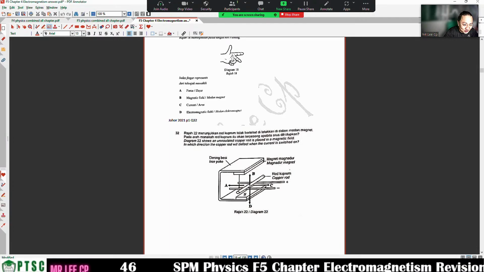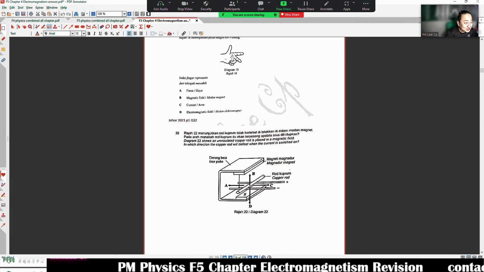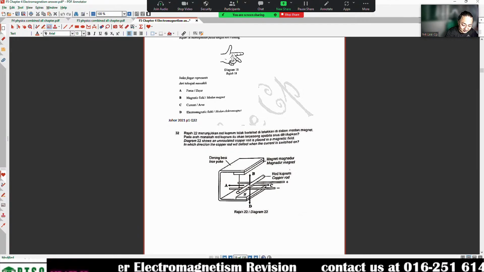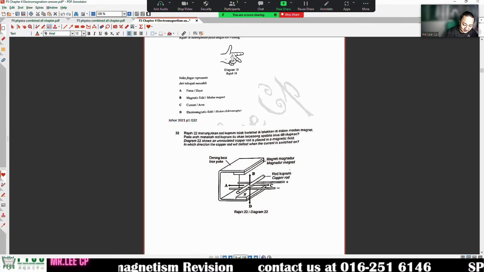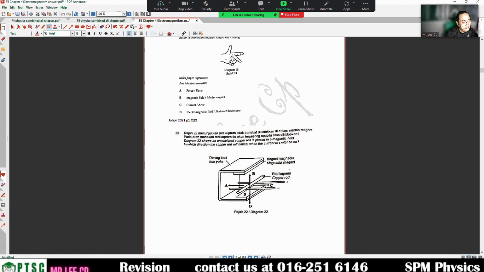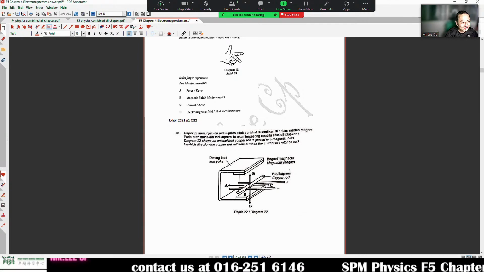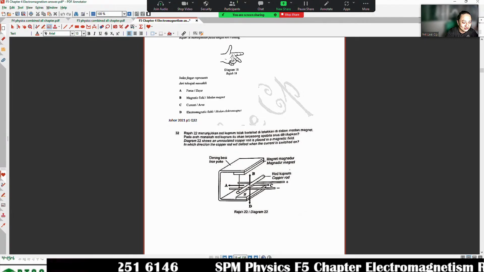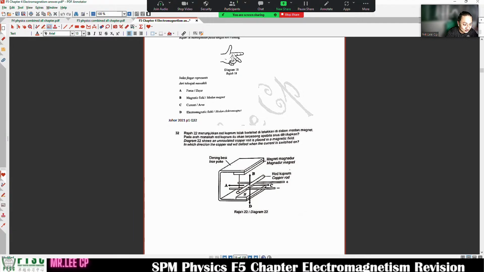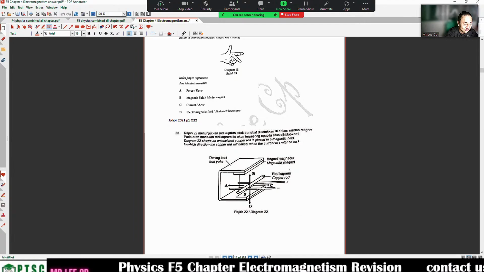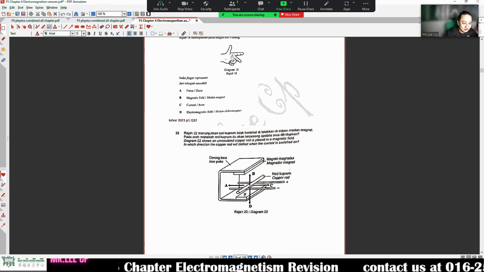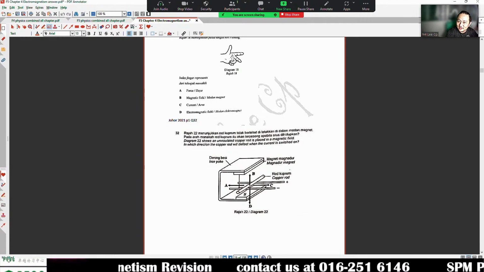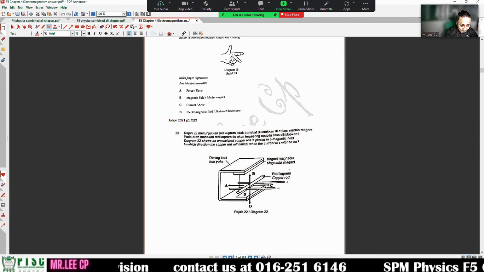Okay. Third, this one question, Johor question. Make it double Q, okay? Give me double Q, okay? Johor 32. Johor 32. This question, I mean this question.